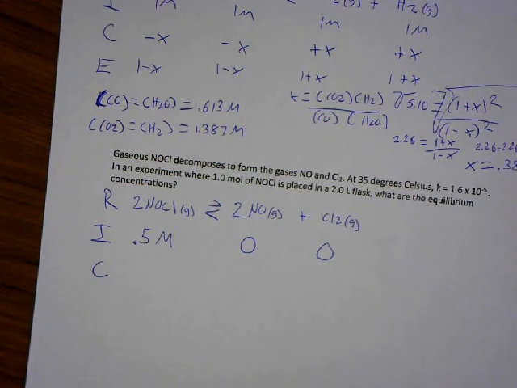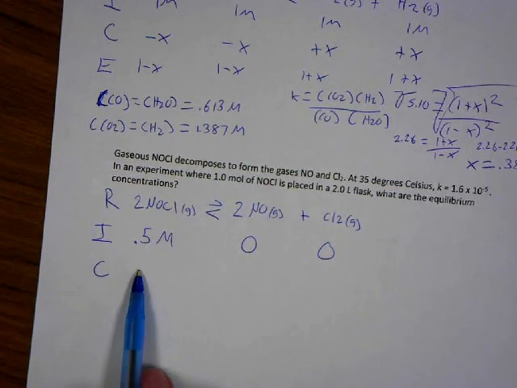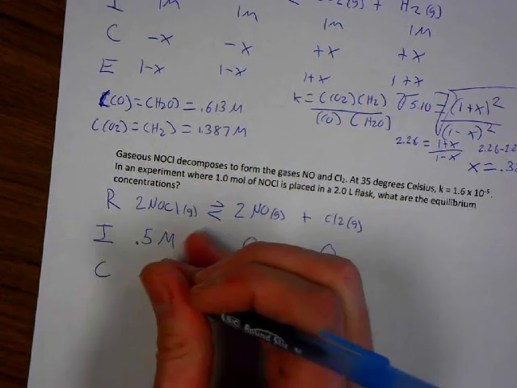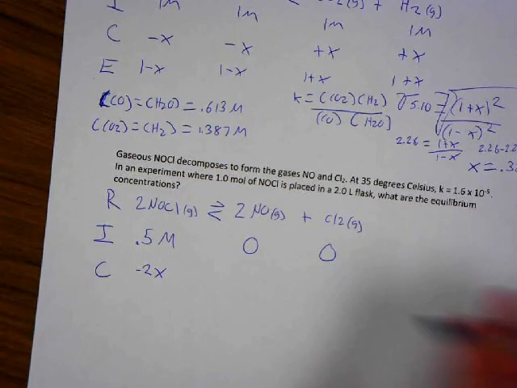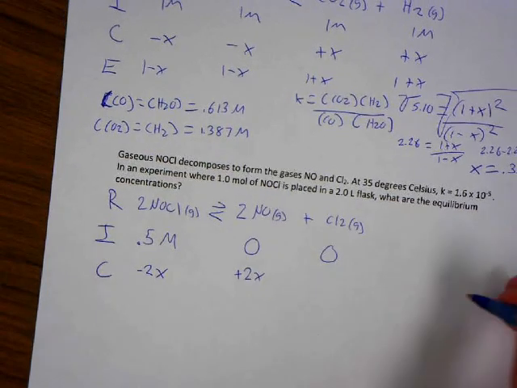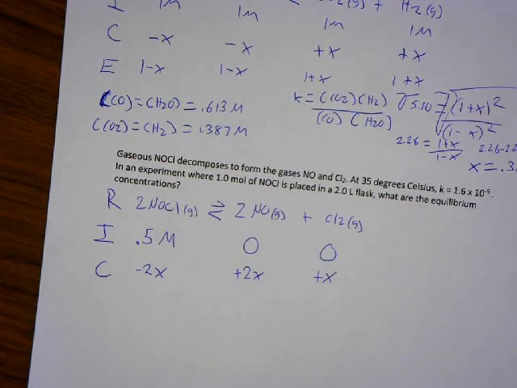Change. Which way is this shifting? To the right. Why? Because it's decomposing. What is my C here? 0.5 minus 2x, plus 2x, plus x.